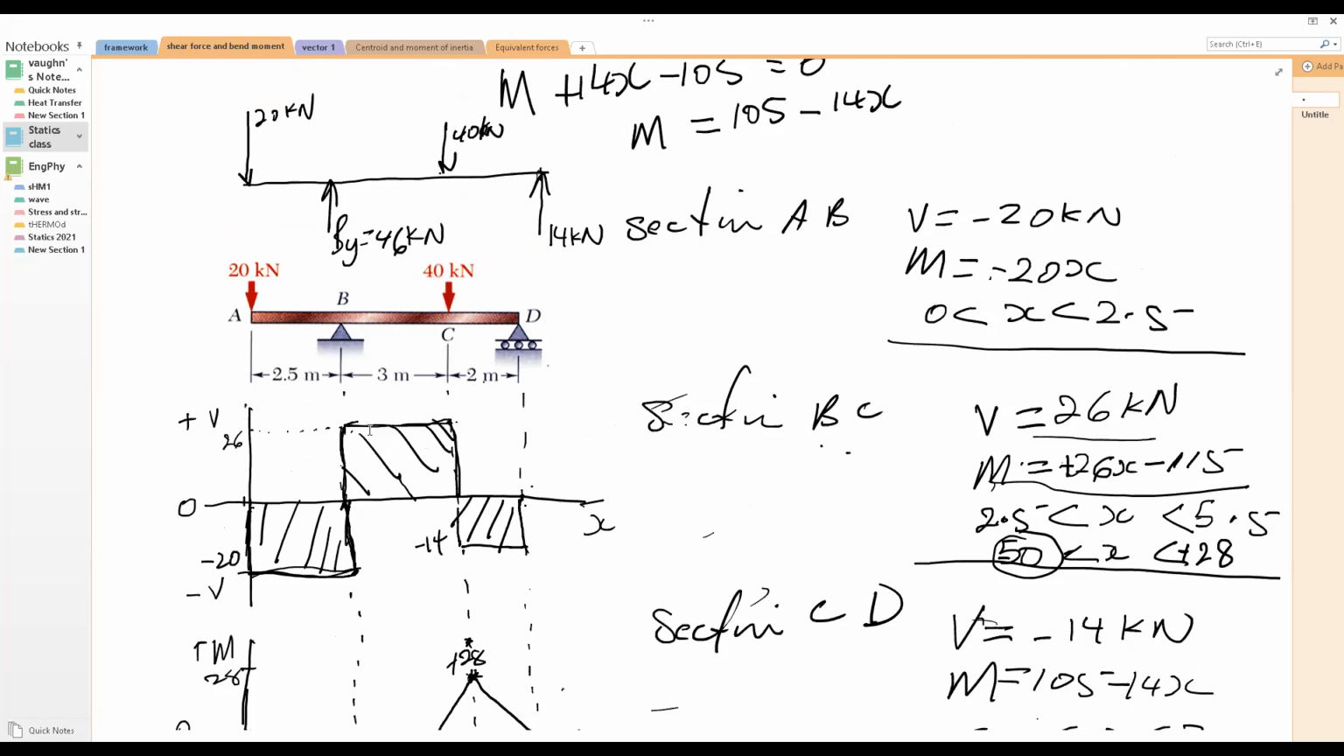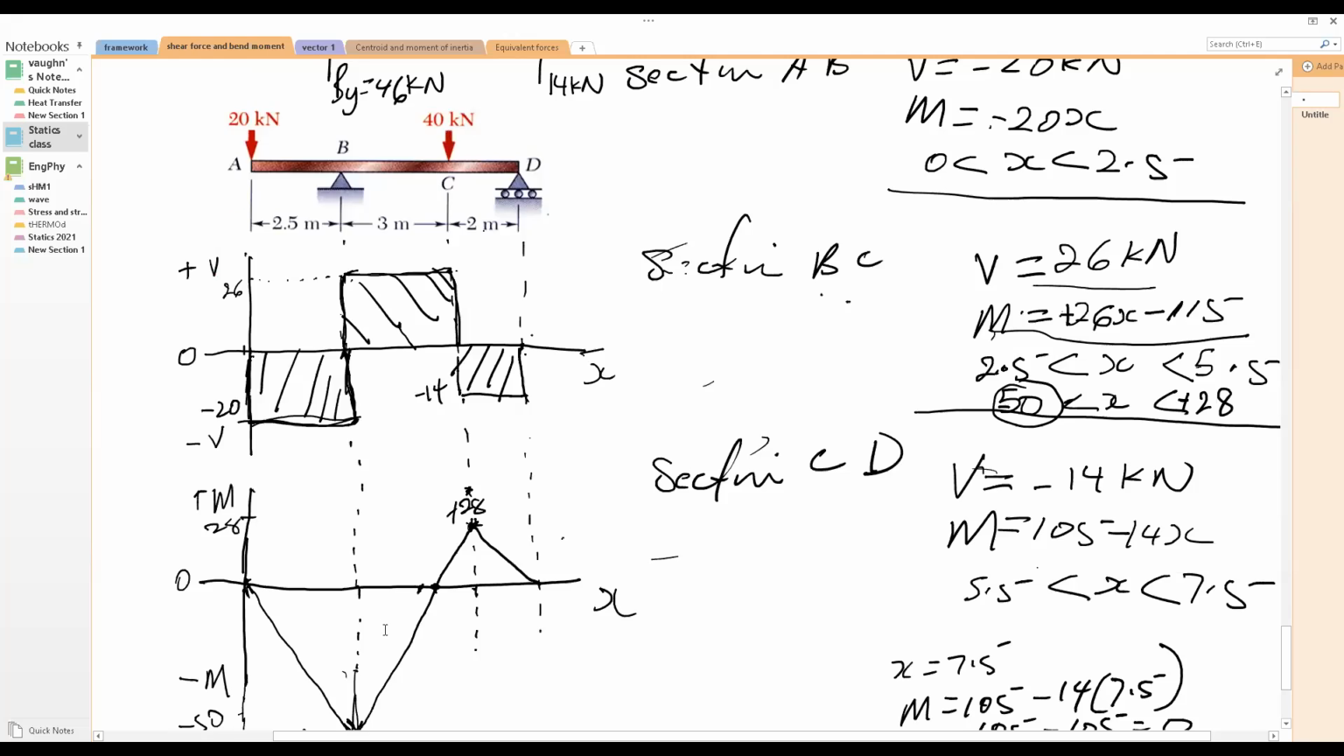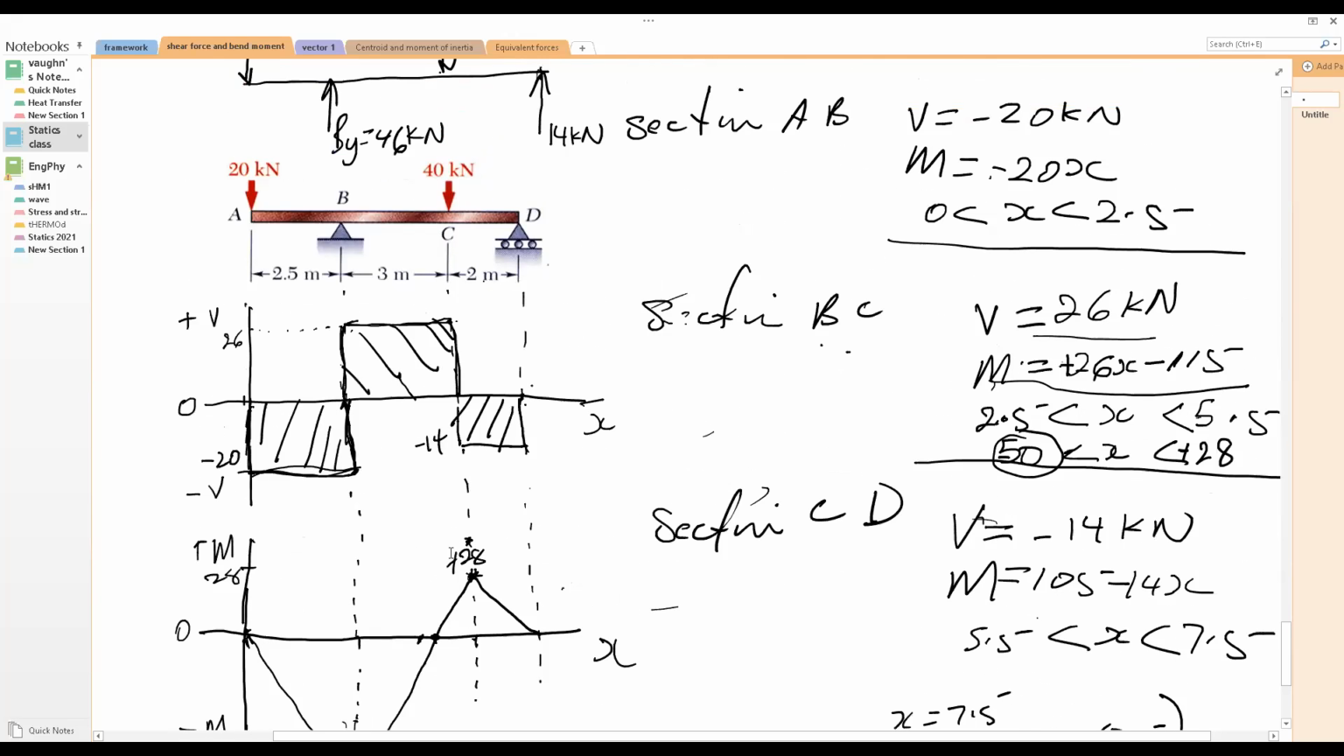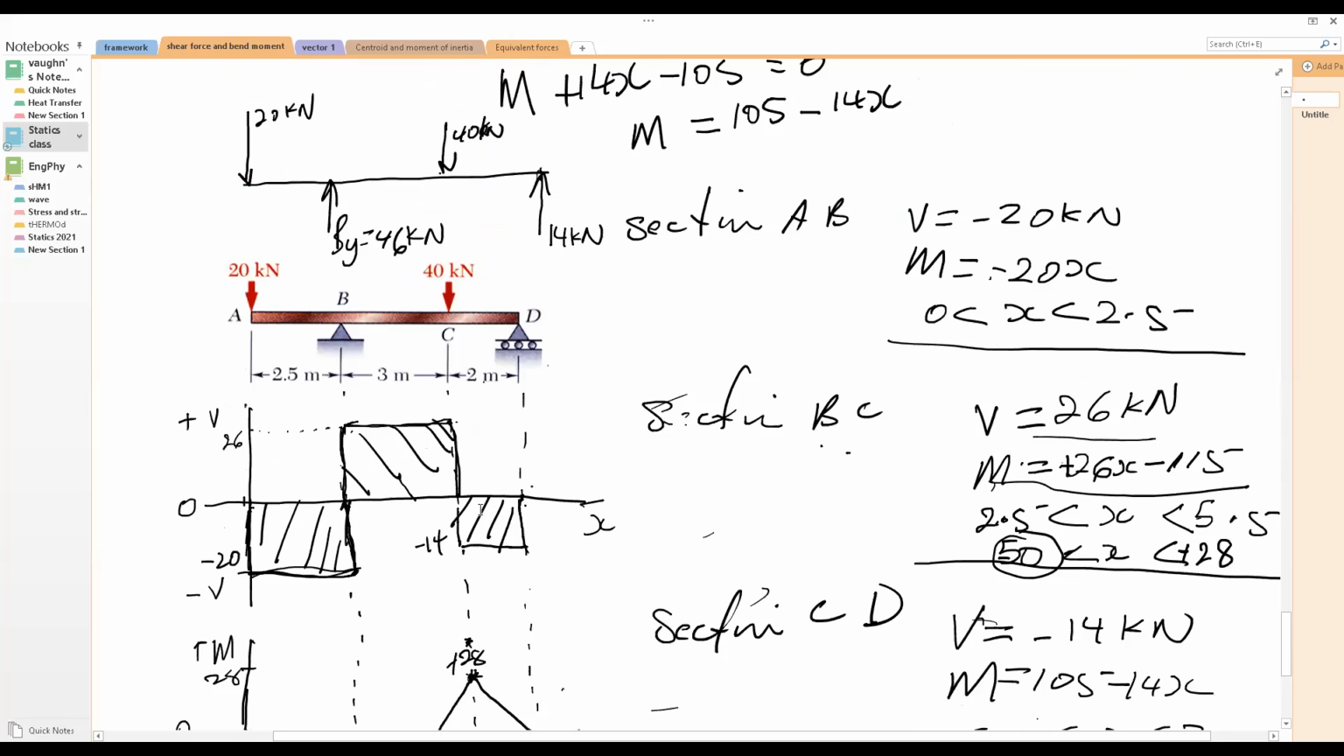That is positive 78. All right. So you're going to add positive 78 to minus 50, and you're going to get 28 right here. So that's how you keep it and check. What about the last part?